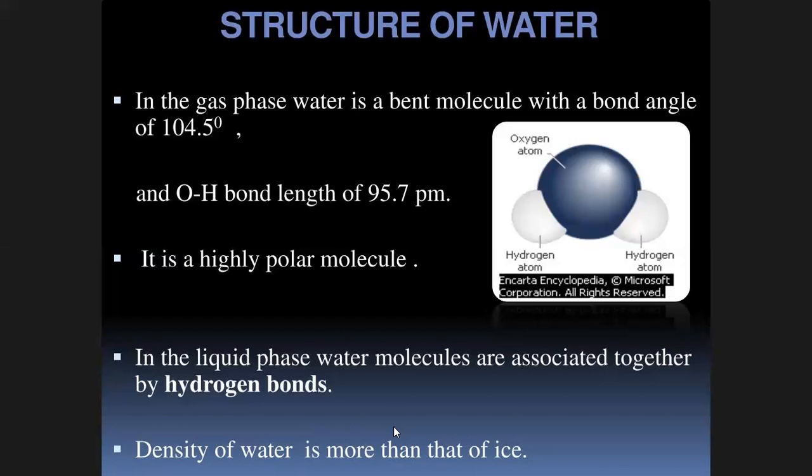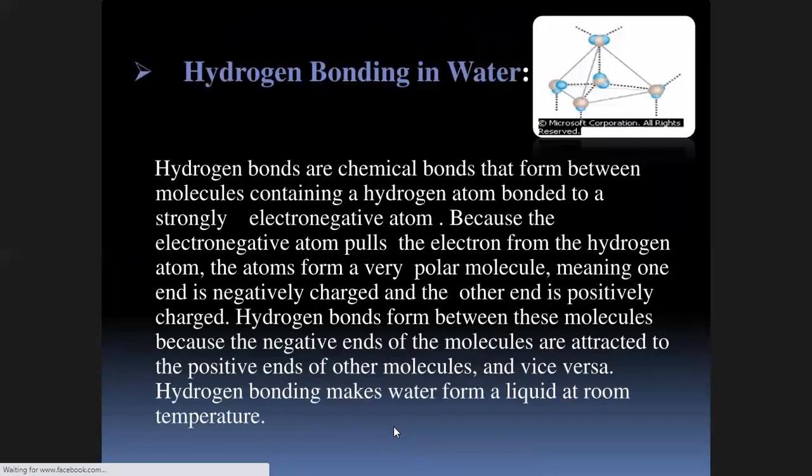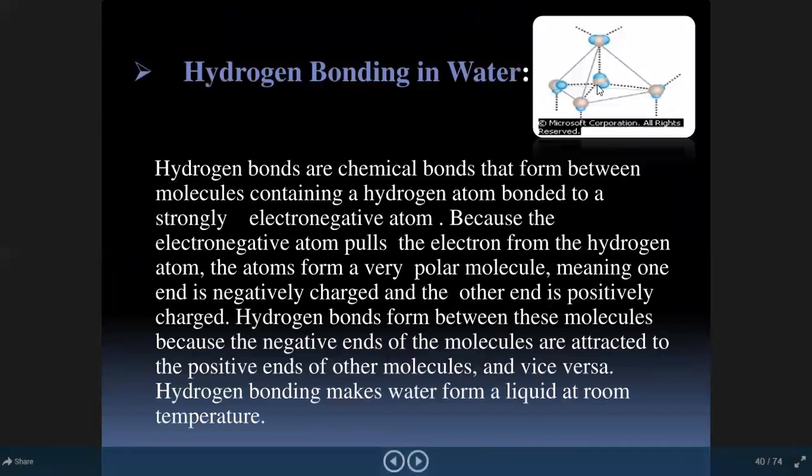Clear? So the density of water is more than ice. That is why ice floats over water. Now see, this is a water molecule, this is a water molecule, all are water molecules, but still they are connected with each other through a bond. So this bond is considered hydrogen bonding.